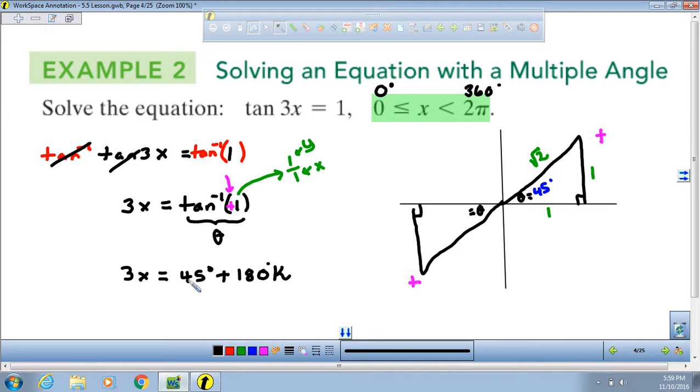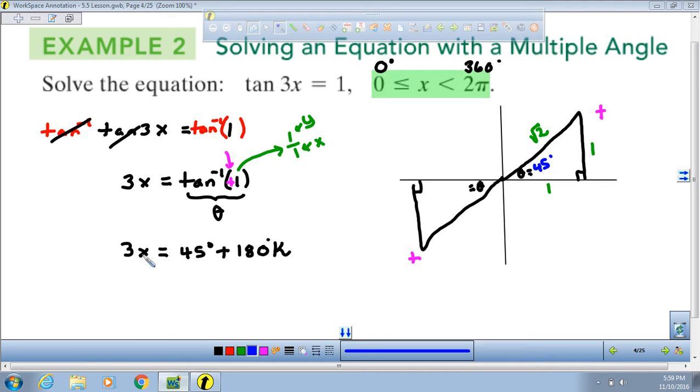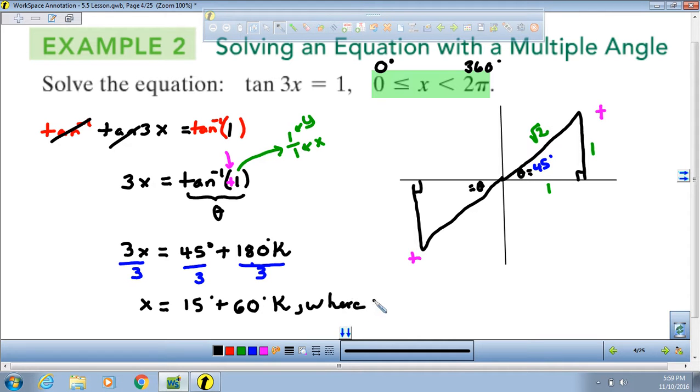Okay, but those are the solutions for 3x. How do I find the solution for x? Very simple. Divide both sides of this equation by 3. Everything divided by 3. And that is going to give you what you need. So x is equal to 45 divided by 3, which is 15 degrees, plus 180 degrees divided by 3, which is 60 degrees k. And again, where k is any integer.